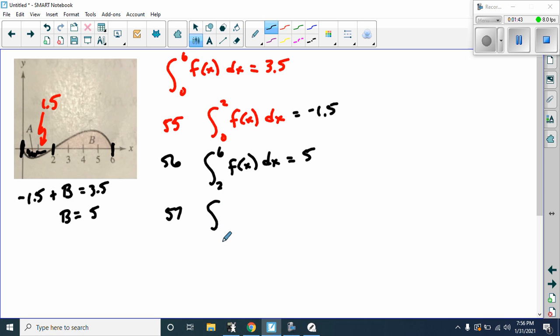57 wants the integral from 0 to 6 of the absolute value of f of x dx. Absolute value, anything that's negative, we're just going to make it positive. So this 1.5 that was below the x-axis, we're going to count that as positive area because we're taking the absolute value of it. From 2 to 6, we had 5 units. That was already positive, absolute value, it stays positive. Plus the 1.5 we have over here, we have 6.5 total square units.